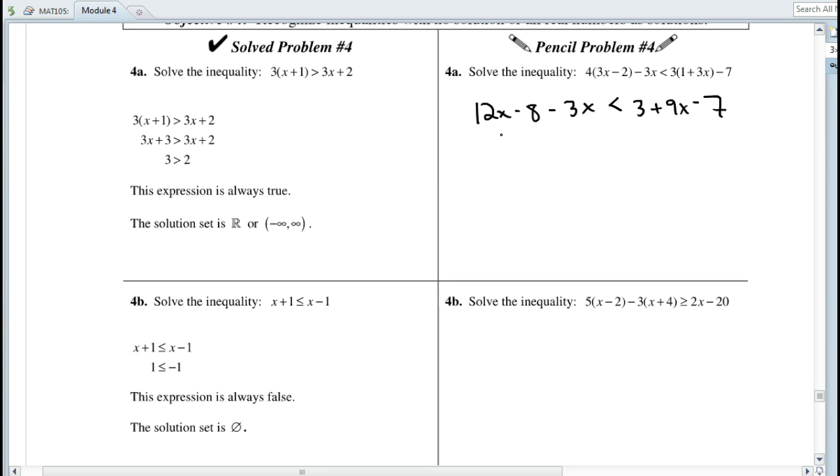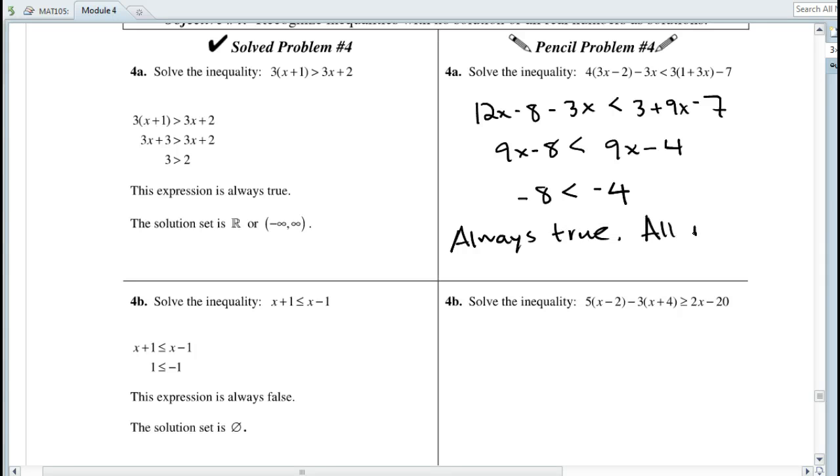Now we combine like terms, so we get 9x minus 8 is less than 9x minus 4. Take away the 9x. Negative 8, is that less than negative 4? Sure is. So this is always true. So the solution set is all real numbers. Or we can specify it as the whole number line, which would be from negative infinity all the way up to positive infinity.